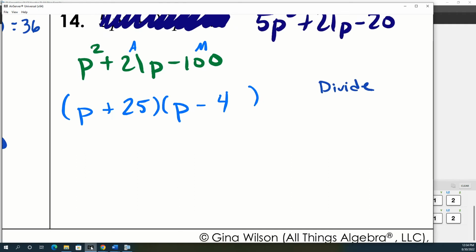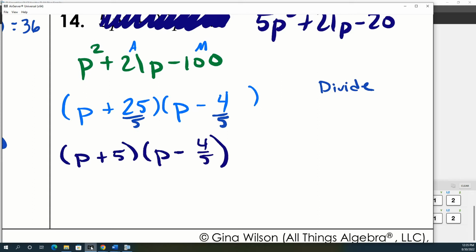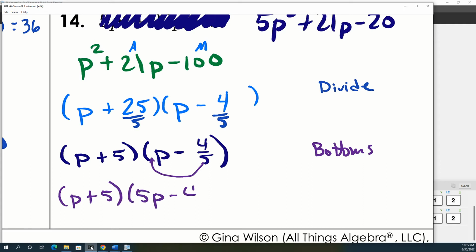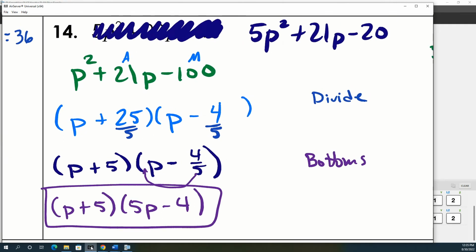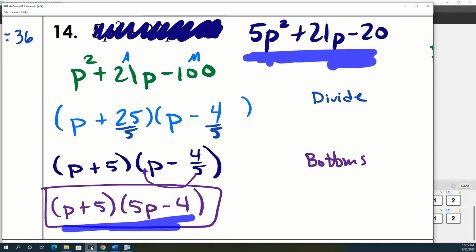So we're going to divide by what we slid by, which is a 5. Then we're going to reduce all fractions. And then we're going to do bottoms up. So the 5 was on the bottom. It needs to bump over in front of the p. All right. And then if we multiplied that out, I don't want to because I want you guys to have a little bit of time to work in class, but it would give us that original problem.